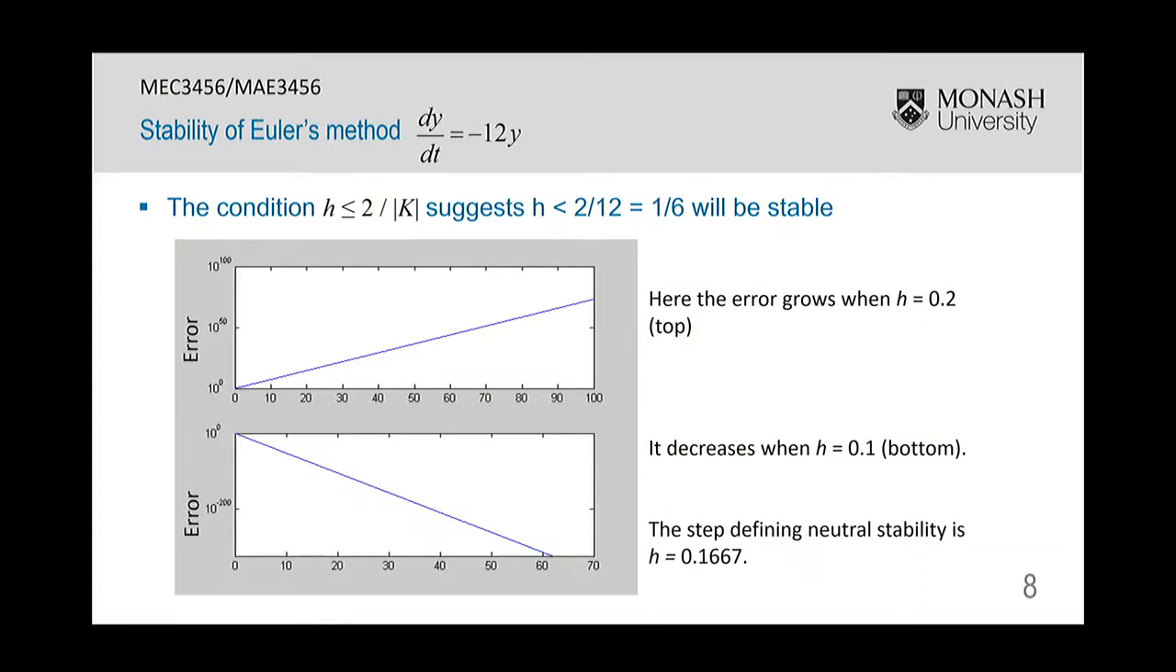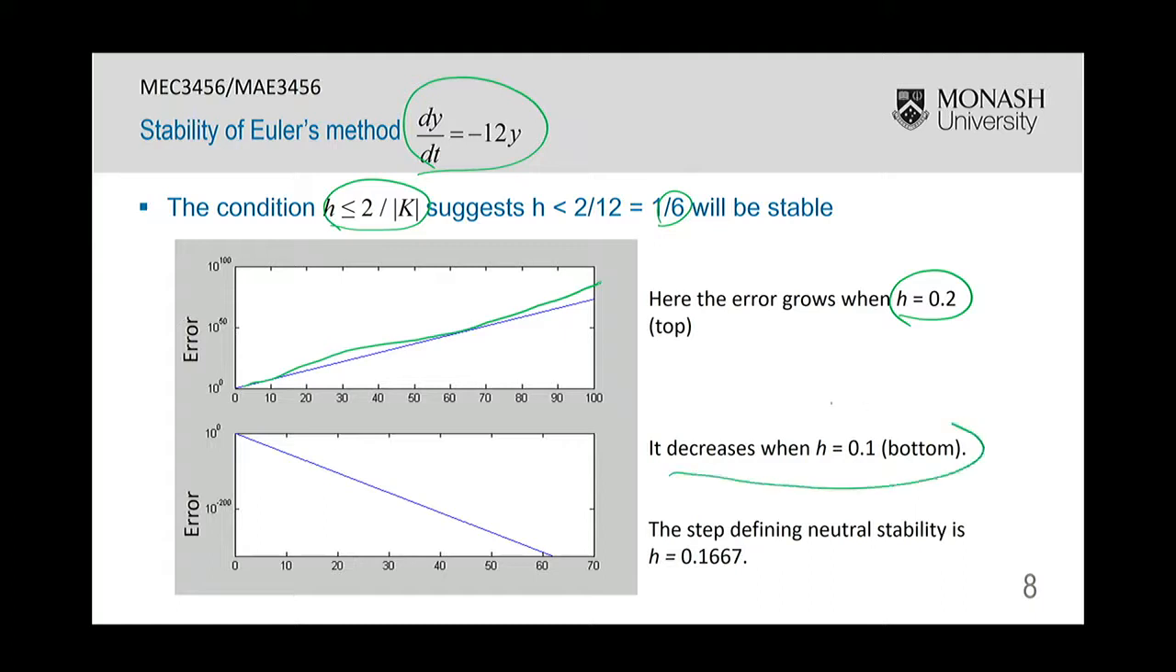And just having a quick look at a particular example, for example, dy/dt is equal to negative 12y. This condition, we derived on the previous page, suggests that h less than or equal to 1/6 will be a stable solution. What happens when we try and find this solution when we choose a value of h that's bigger than this is we get an error very rapidly increasing.